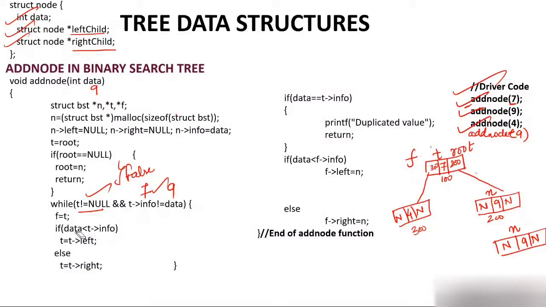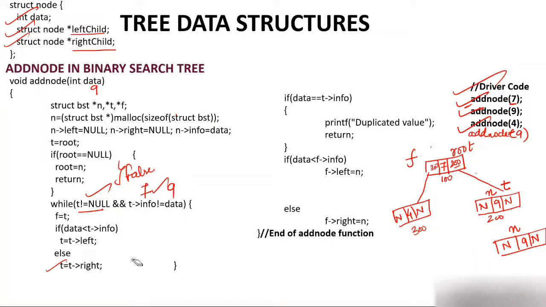Is data, what is data? 9 is less than T's info. What is T's info? 7. No, 9 is not less than. So what do I execute? The else statement. T is equal to T's right. What is T's right? T's right is now 200. The moment I do this, T comes to point to node 200 because T is T's right. T came over here. Fine.